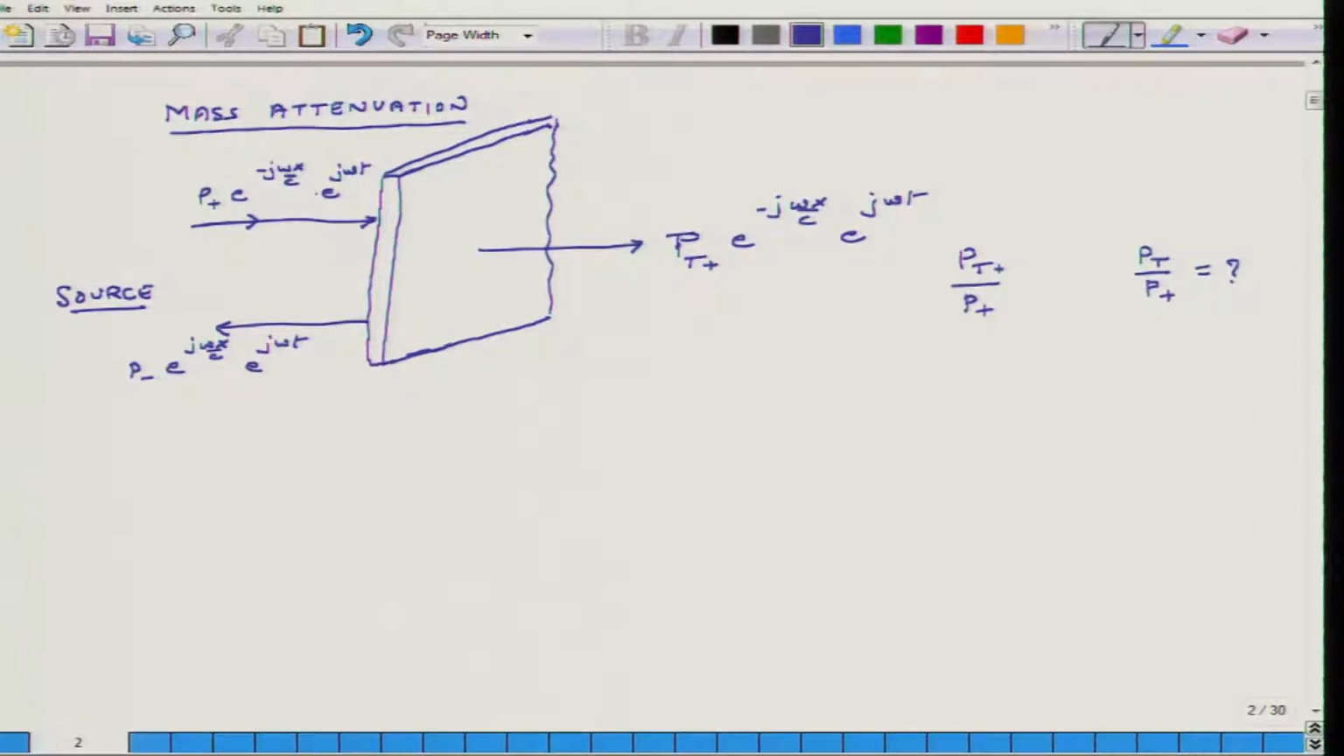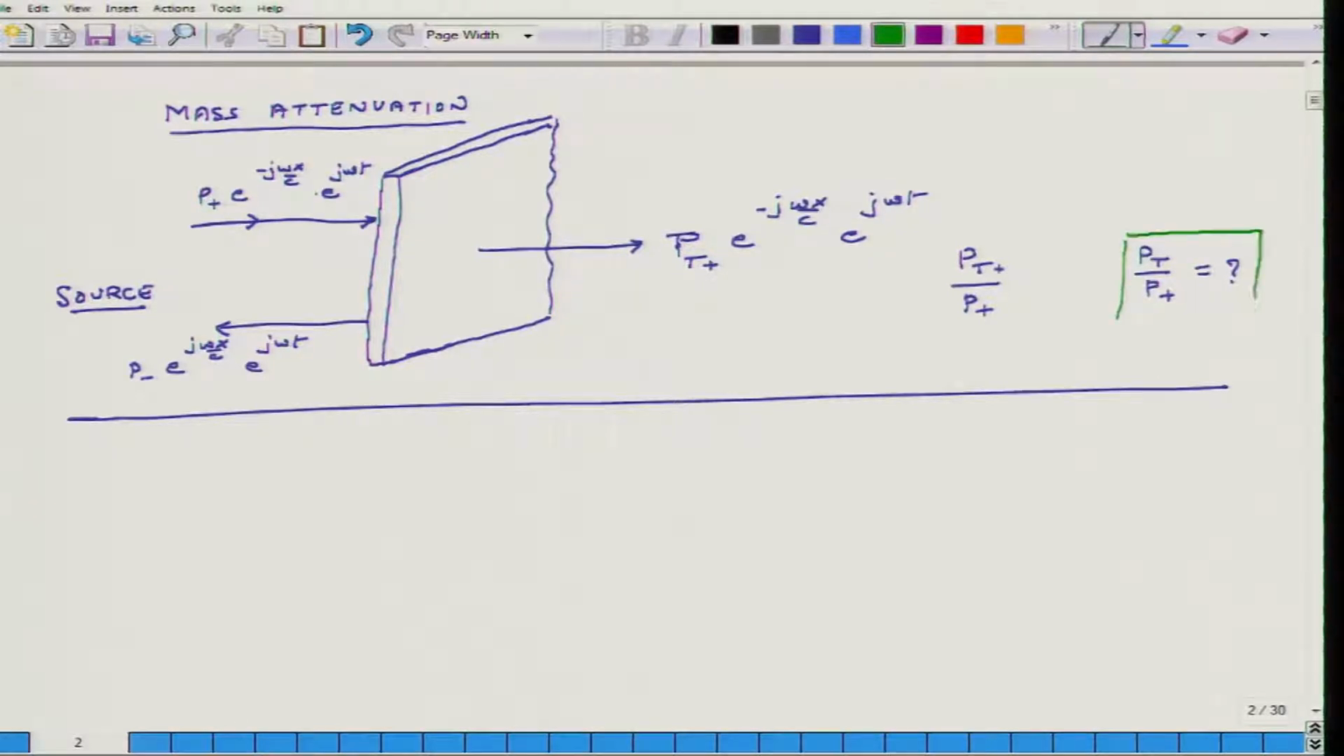If Pt over P plus is less, then the wall is doing its job very well. If Pt over P plus is high, and the maximum it can be is 1, then all the sound which the wall is receiving, it's transmitting it faithfully to the other side. So that kind of a wall is not a good noise reducer. So that's our problem statement. Our goal is to find out this ratio Pt over P plus.